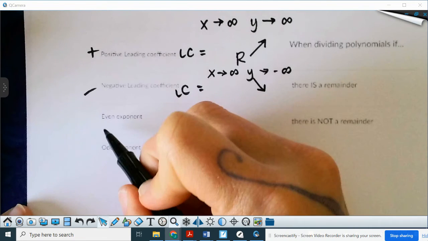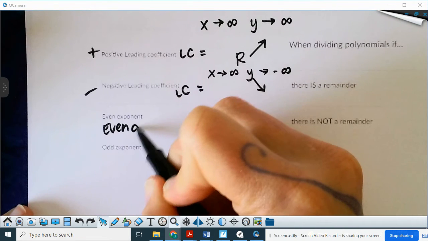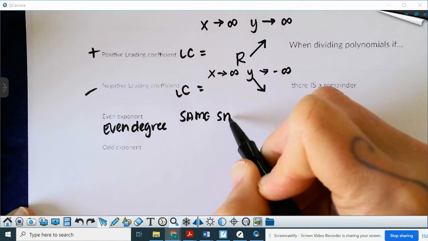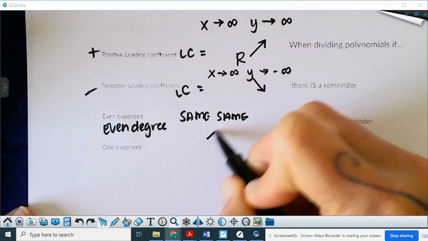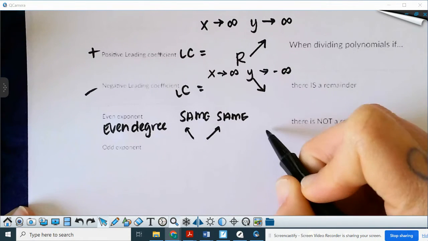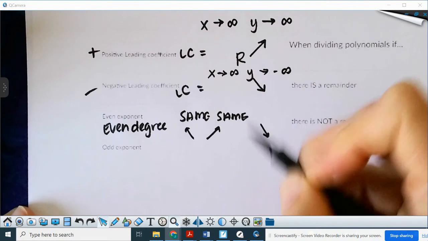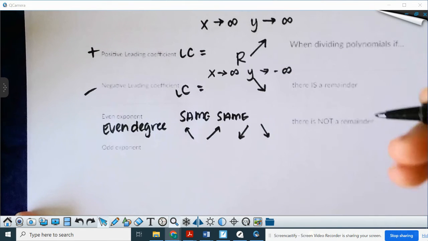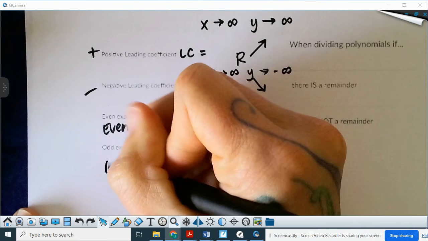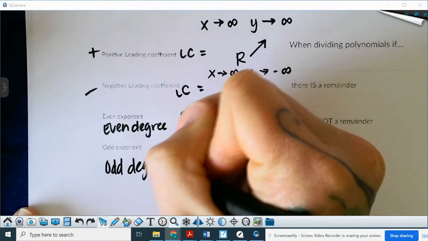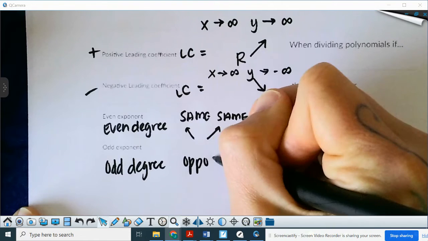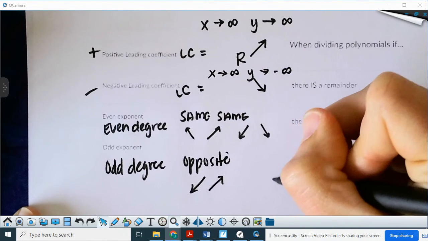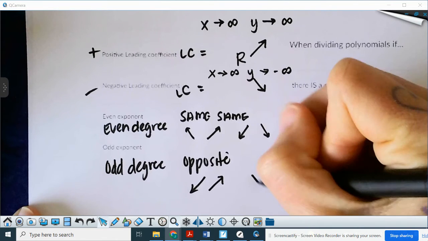Even exponent or even degree means same. So if the right-hand side's going up, the left-hand side's going to go up. If the right-hand side's going down, which you get from your leading coefficient, your left-hand side's going down because it's an even degree. So 2, 4, 6, 8, and so forth. Odd exponent or odd degree is known as opposites. So if the right side is going up, the left side is going down. If the right side is going down, then the left side is going up.